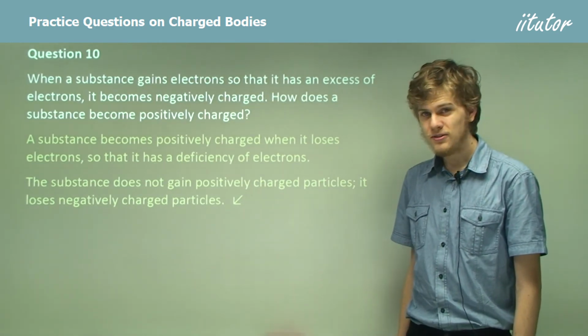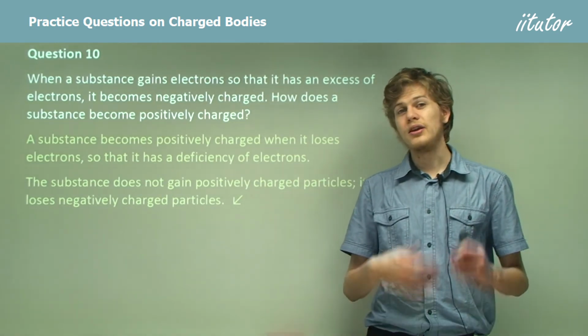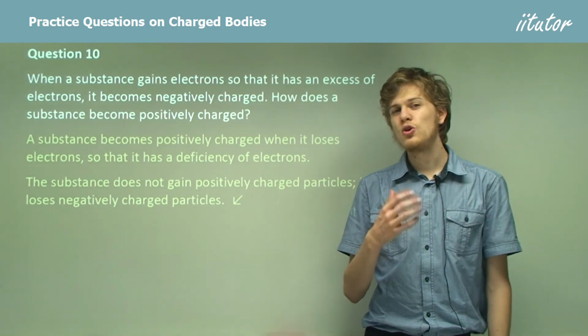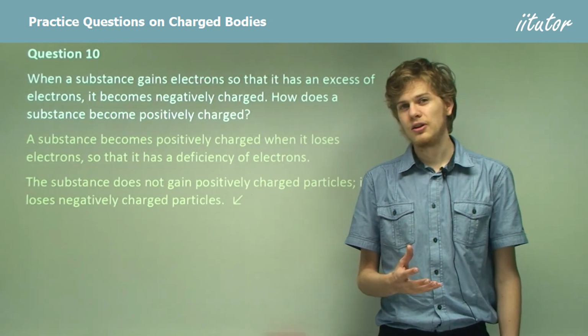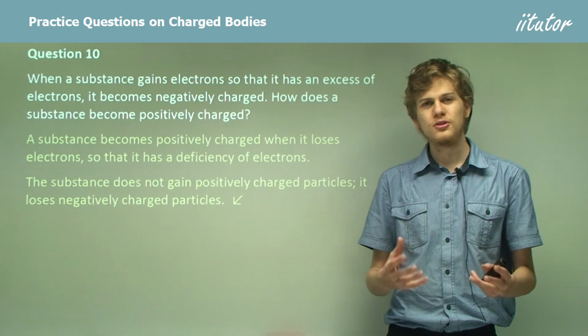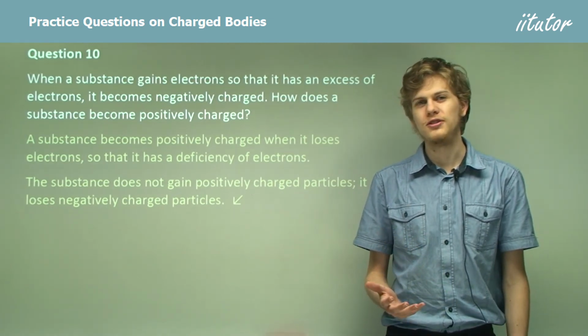So that's the end of the questions. In this section, we've learned about the history of electricity, in particular static electricity, and we've looked at what can cause electric charge. Negative electric charges are caused by an excess of electrons, and positive electric charges are caused by a deficiency of electrons.